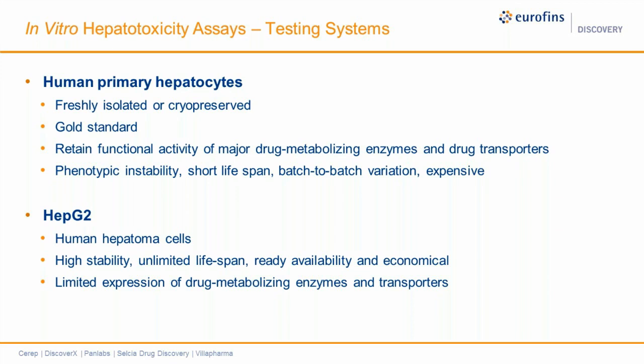The hepatoma cells are widely used in drug discovery for hepatotoxicity assessment. They are derived from human hepatoma cells. They have the advantages of high stability, unlimited lifespan, ready availability, and high reproducibility. The major limitations of hepatoma cells are that they generally do not express phase 1 and phase 2 drug metabolizing enzymes and drug transporters. They have limited usage for predicting the toxicity caused by metabolites of a drug or hydrophobic drugs that need hepatic transporters to get inside of the hepatocyte.